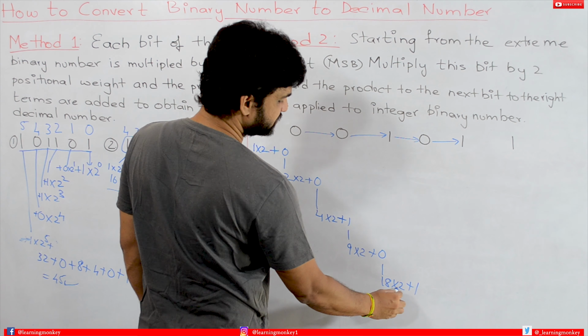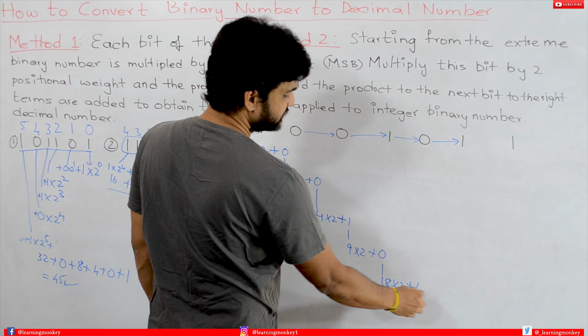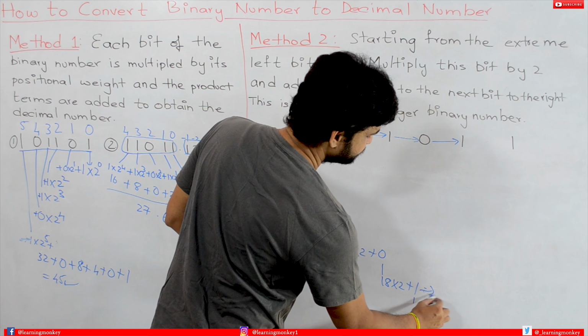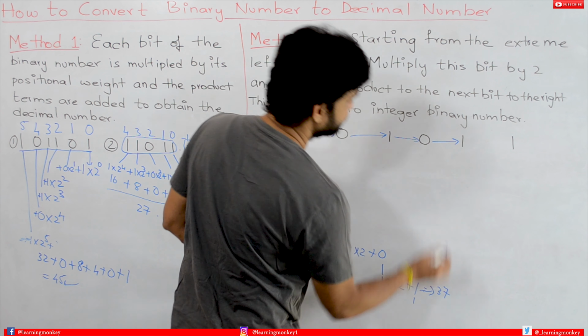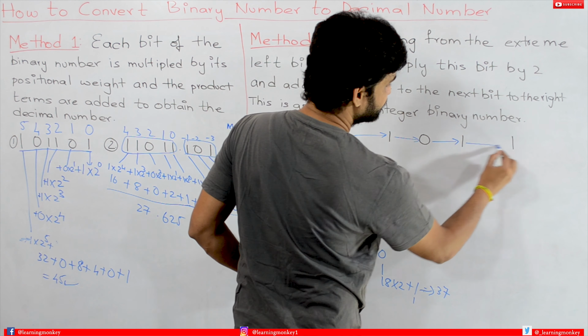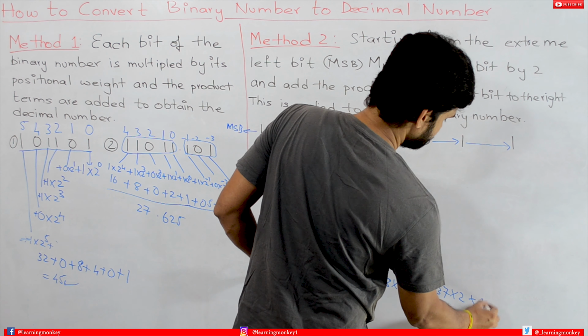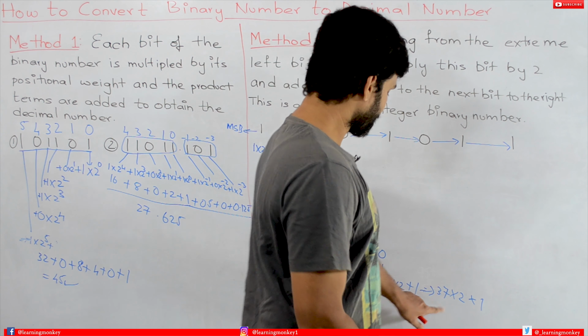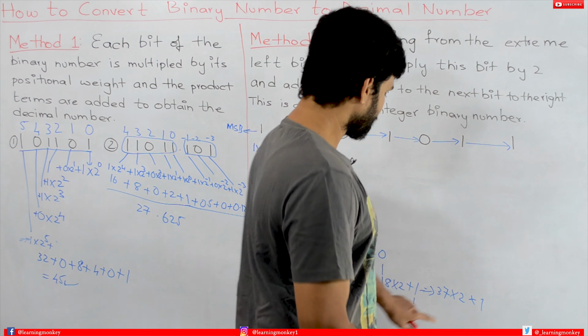18 into 2 is 36. 36 plus 1 is 37. So this value is going to be 37. 37 into 2 plus 1. So what is it? 37 into 2, it is 74. 74 plus 1 is 75, so the final answer is 75.